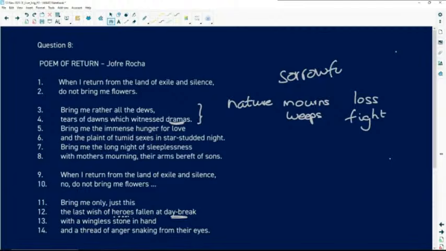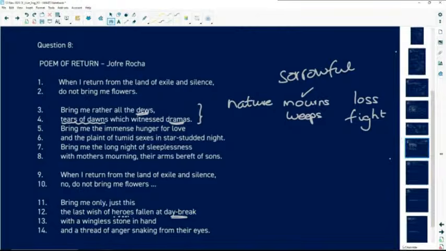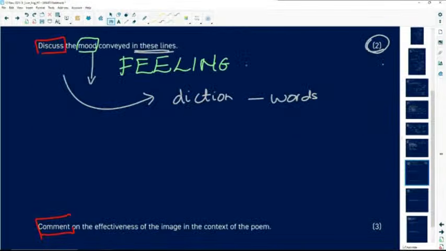Remember, avoid happy, sad, and angry. They are too vague. Try to be more accurate. So mournful, use this. The mood is mournful because he describes the dew that is on the grass in the morning as the tears of dawns, plural, many days, witness the death. So you go to the diction and you explain how the diction creates feeling.